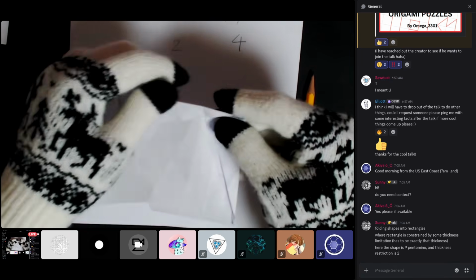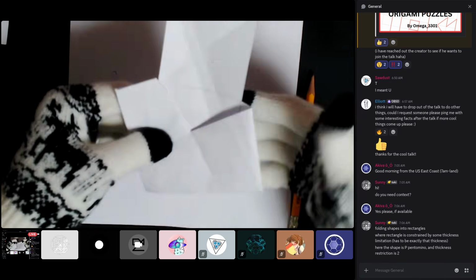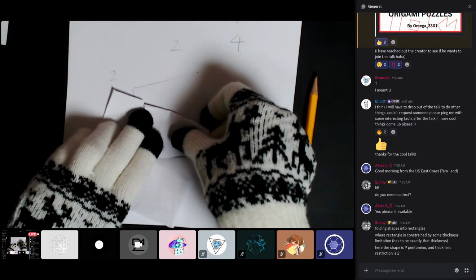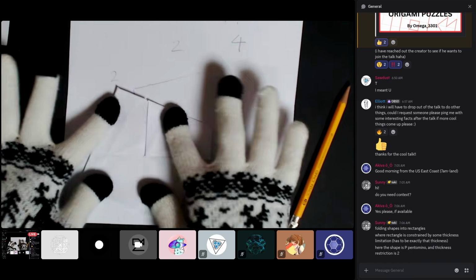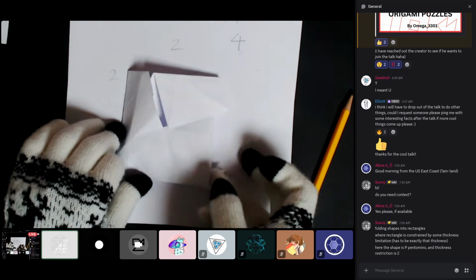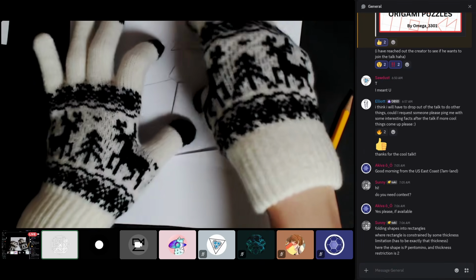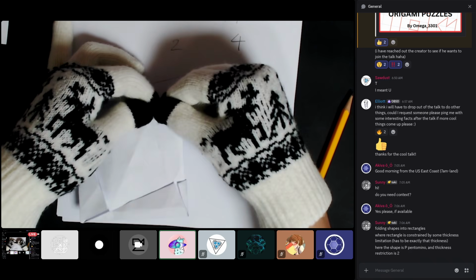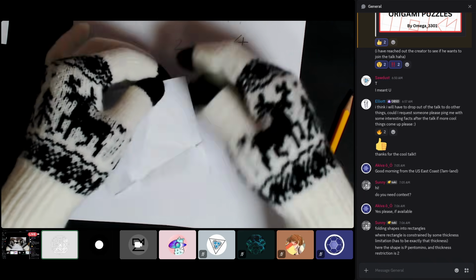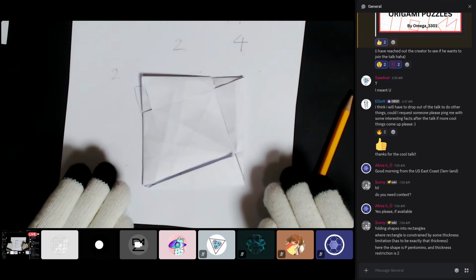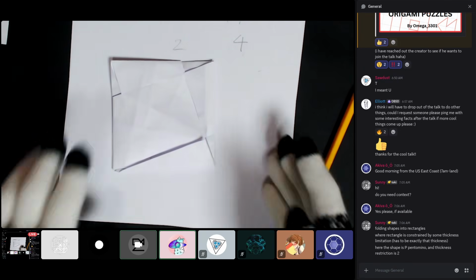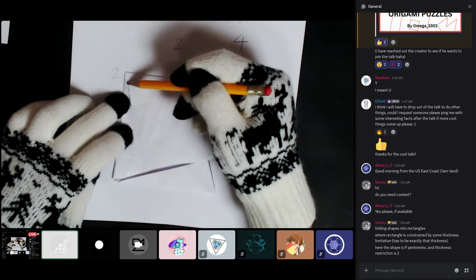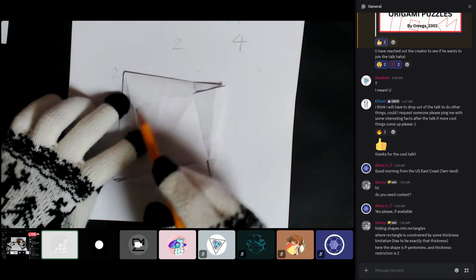Whoops. Yeah, do a spiral thingy. Oh my god, that's it. You got it. And yeah, it works. That's a geometrically interesting square. Yeah, very much a geometrically interesting square.